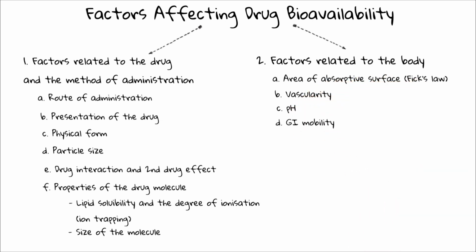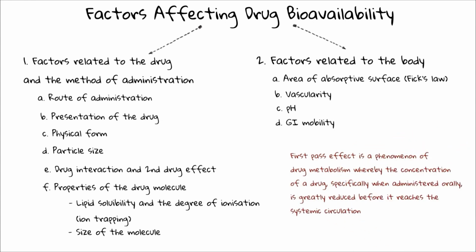GI mobility. GI mobility must be optimal for absorption of oral drugs. It should be neither increased nor decreased, which may affect the rate or extent of absorption. The first-pass effect is a phenomenon of drug metabolism whereby the concentration of a drug, specifically when administered orally, is greatly reduced before it reaches systemic circulation.